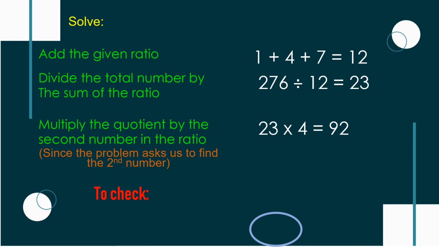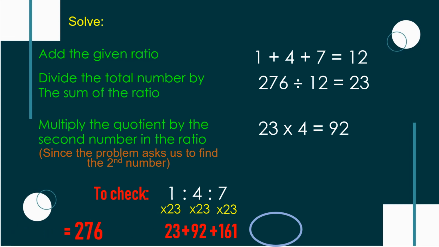To check, just multiply the quotient to each ratio. The ratio is 1 is to 4 is to 7. Multiplying 23 to each ratio, we have 1 times 23 equals 23. 4 times 23 equals 92, which is the second number. Then 7 times 23 equals 161. Finally, get the sum of the products. 23 plus 92 plus 161 equals 276. Since the total of the numbers is equal to the given sum, then we can say that our answer is correct.